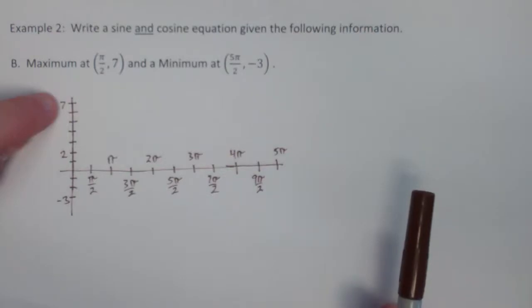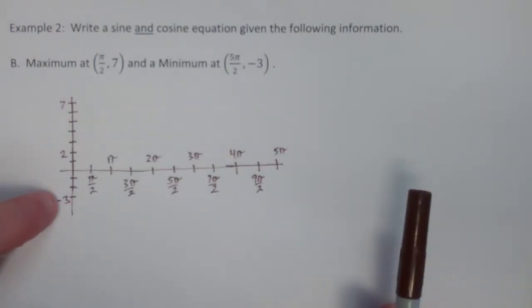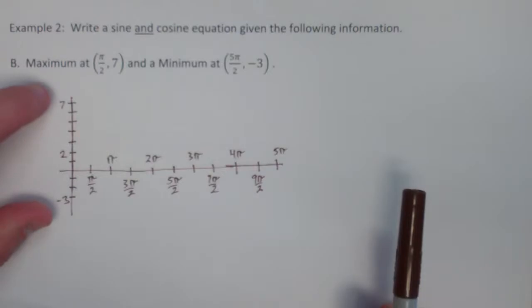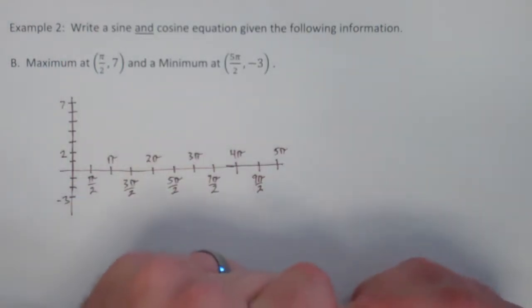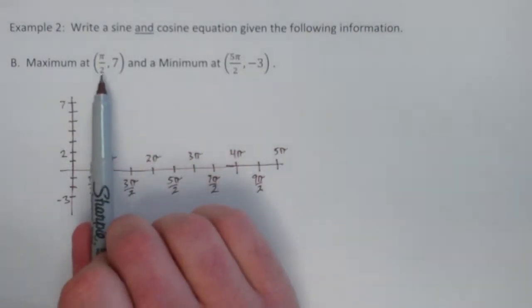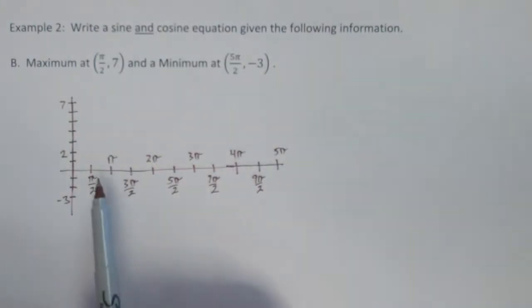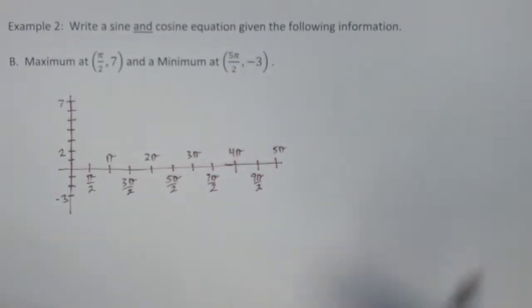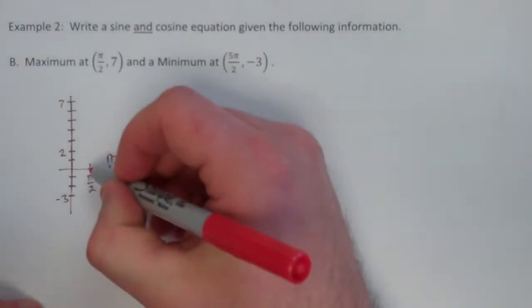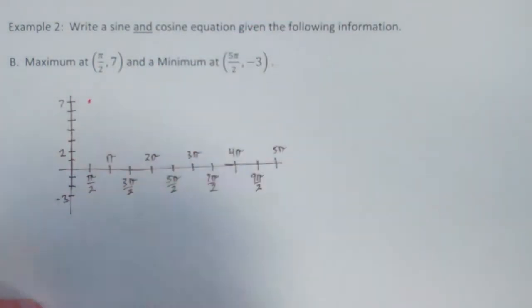I've picked the maximum to be at 7 here and the minimum at negative 3. I've also written 2 here because it's halfway between negative 3 and 7. Also, for my scale, notice we've got pi over 2 and another angle divided by 2, so I decided to make each tick mark worth pi over 2. We're going to plot some points, and we're going to start to reason through our amplitude, period, phase shift, and vertical shift. At pi over 2, 7, that's where the maximum is.